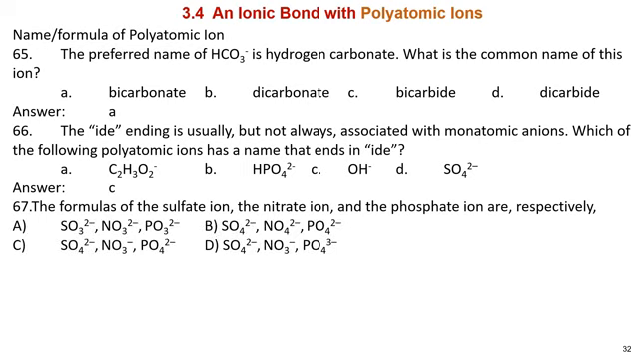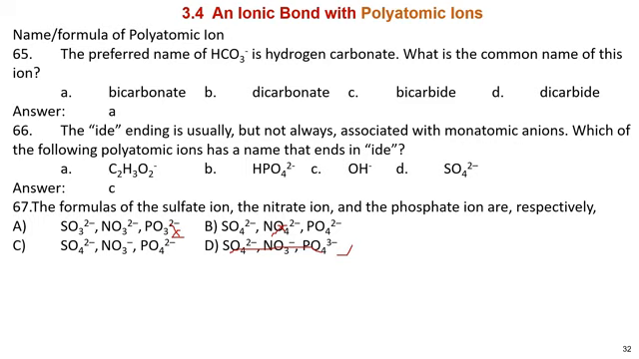Formula of the sulfate ion, nitrate ion. This is the correct answer. Sulfate, nitrate, phosphate. This is correct. This is wrong. Why? 2 negative. Phosphate has 3 negative. Sulfate ion has 2 negative. Nitrate has 1 negative. This is the only correct answer. Make sure you know the charges on the polyatomic ions and the formulas.